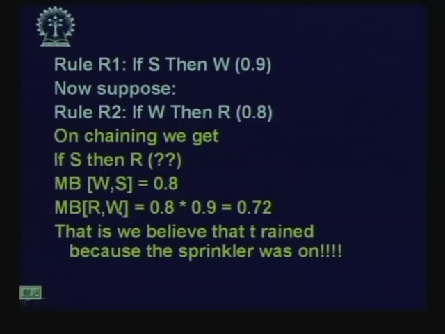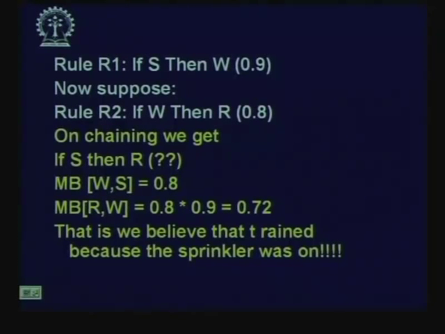So, I have concluded that it has rained with a finite certainty while the actual reason was the sprinkler being on. When the sprinkler was on, I just looked at the grass and, using my rule and assuming these two rules are fine independently, I combined them. Actually the sprinkler was on, my intermediate effect was the grass being wet, and I inferred that it rained. So, that is a problem. This is not correct, that we believe that it rained because the sprinkler was on. Again, this is a violation of the independence assumption.